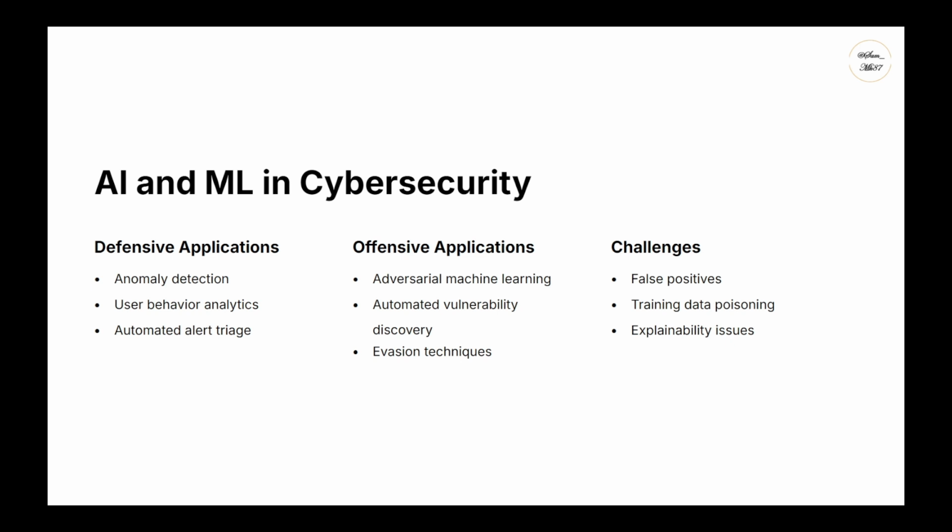Of course, these techniques come with challenges. One major issue is false positives, where an AI system might flag harmless activity as suspicious. There is also training data poisoning, where attackers corrupt the data used to train ML models, compromising their reliability. Explainability remains a concern, as many ML models are black boxes.